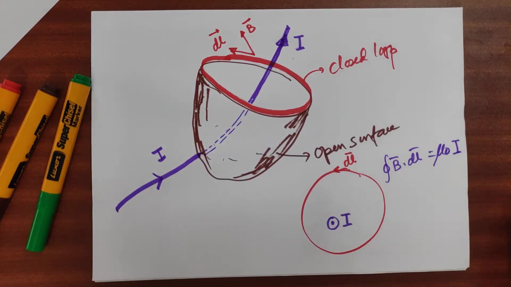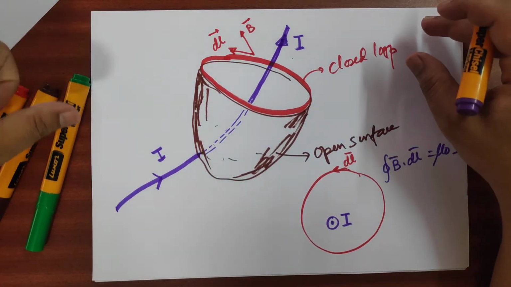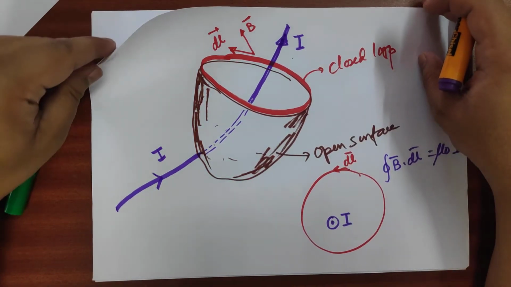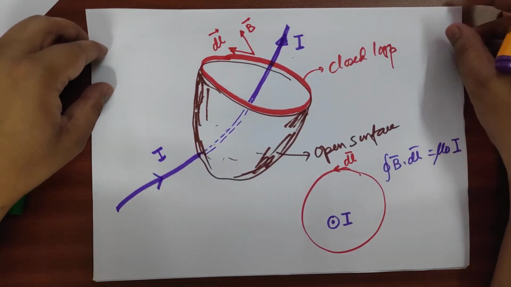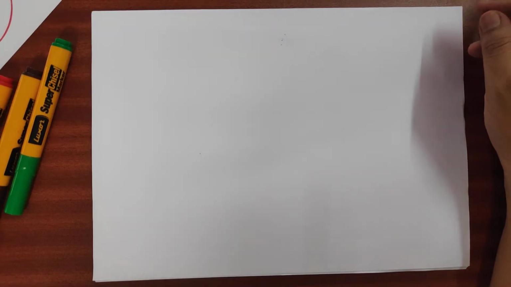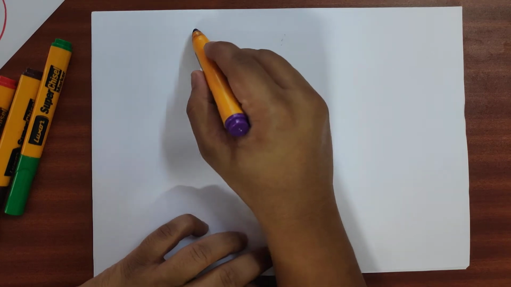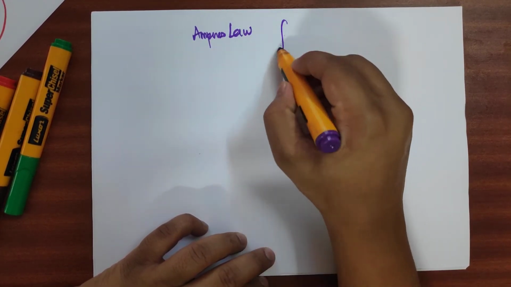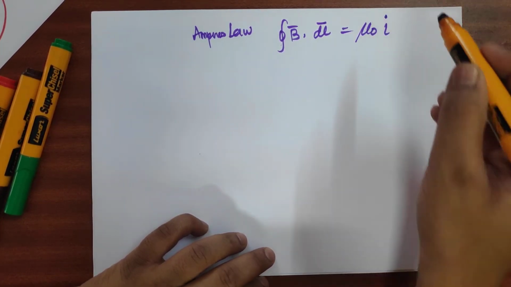So remember that the open surface need not always be a flat surface. It may be a curved surface like this also. However, in most of the problems we solve, a flat surface will be good enough for our problem solving purpose. Okay. So this is Ampere's Circuital Law, or Ampere's Law. Integral of B dot dl is equal to mu0 into I.